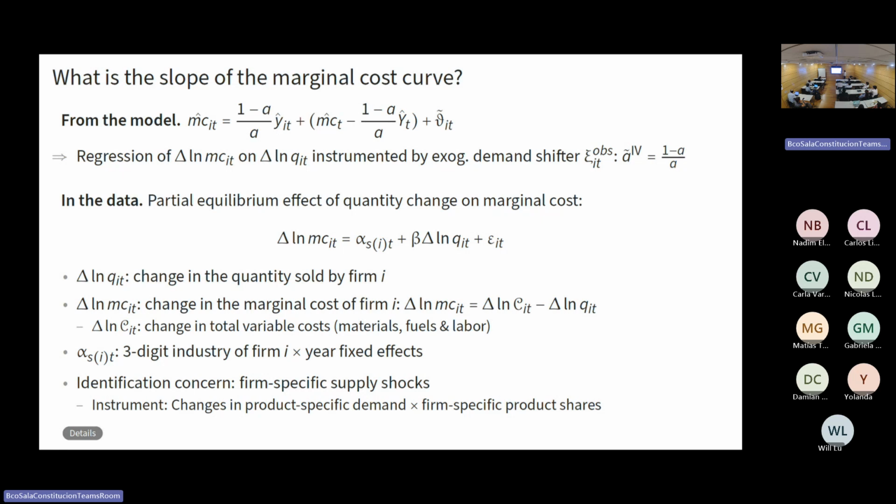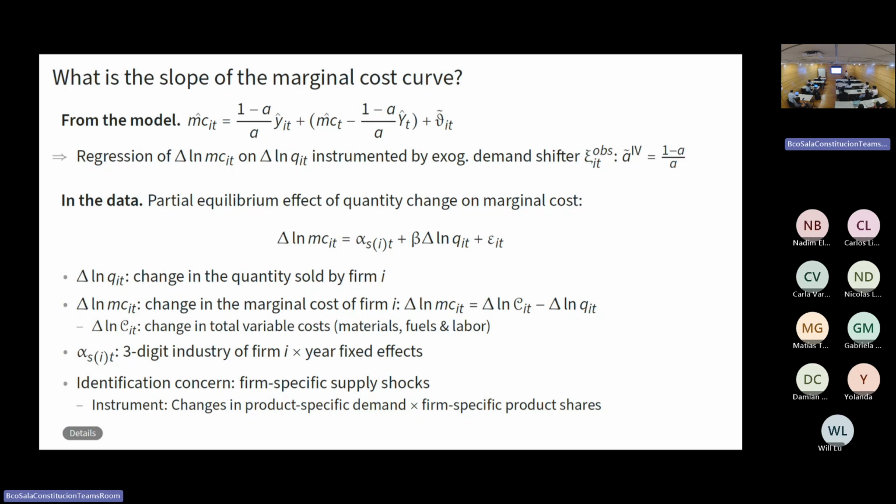In the paper we show that, given our production structure, you can compute this measure of marginal cost using changes in total cost minus changes in quantities. The gap between marginal cost and average cost is going to be a constant that is differenced out when you control for these differences.